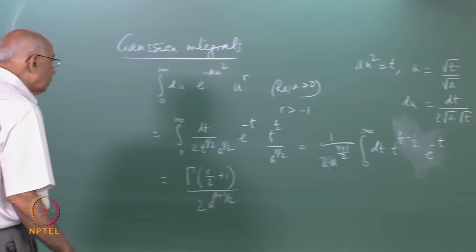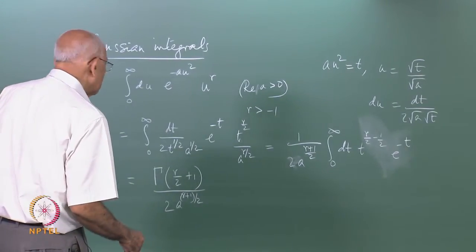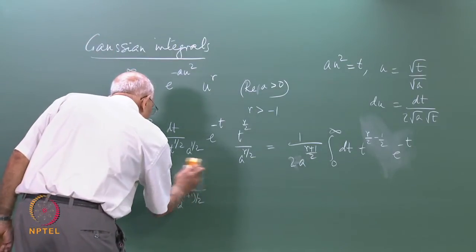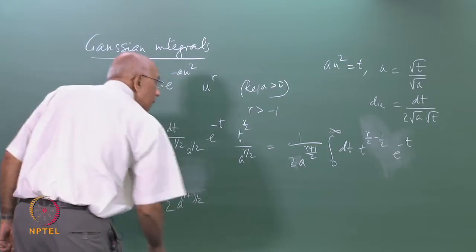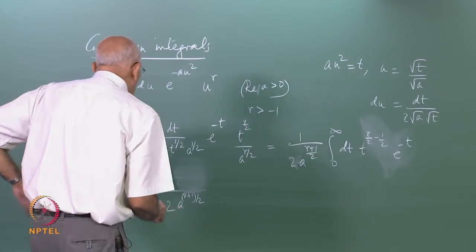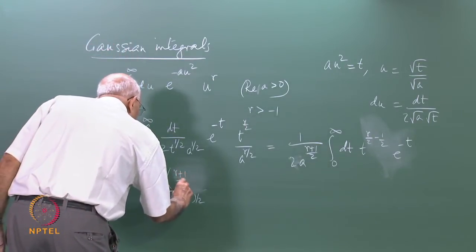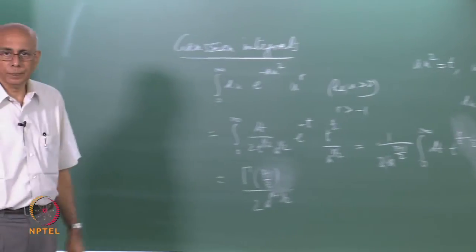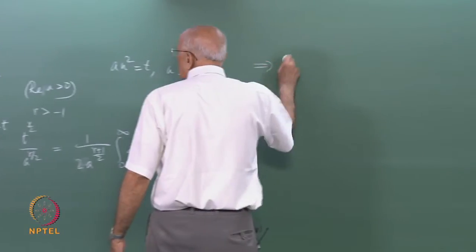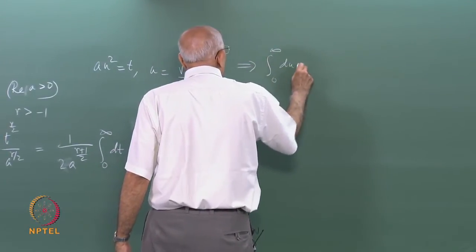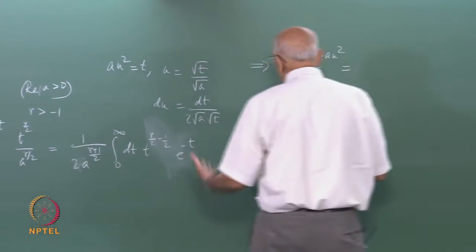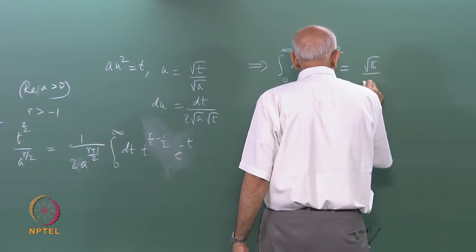Okay. And then what does the integral become? Gamma of r minus 1 over 2, r plus 1 over 2. Yeah, thank you. Okay. So this immediately implies for instance that integral 0 to infinity du e to the minus au squared equals gamma of a half, which is square root of pi over square root of a.